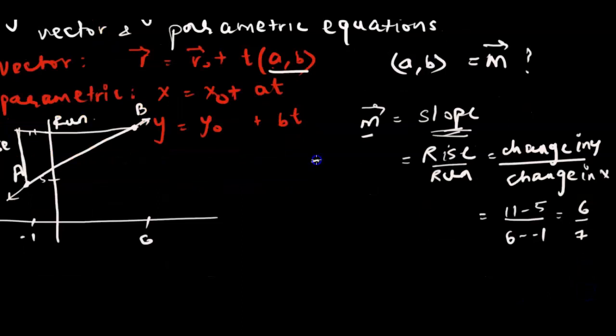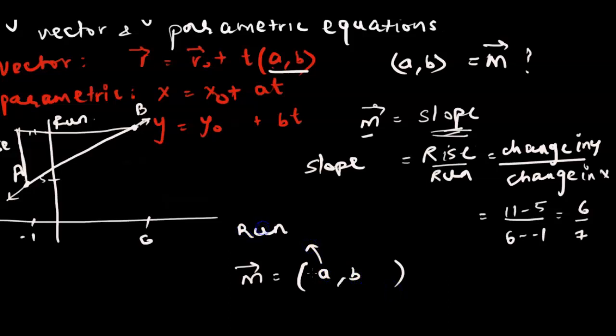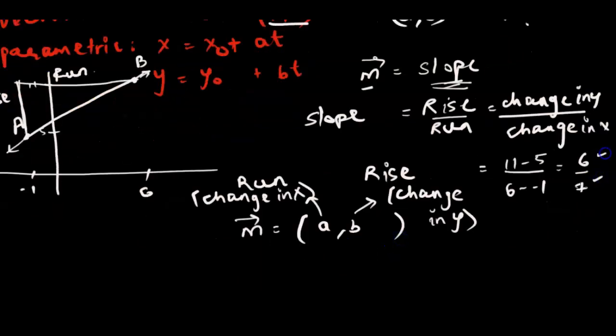Now this is how you find the slope. But how do you write it in the direction vector form? Direction vector form is a, b, where a represents the run because it's your x value, and b represents the rise because it's your y value. So a is the change in x, and b is the change in y. Change in x is 7, change in y is 6. So we would write the direction vector as 7, 6.